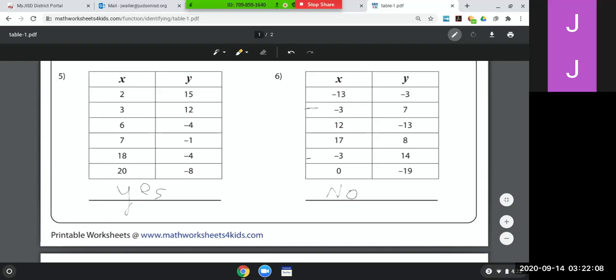So if x does not repeat, it's a function. If an x value repeats, it's not a function.